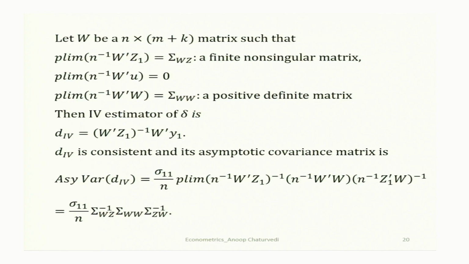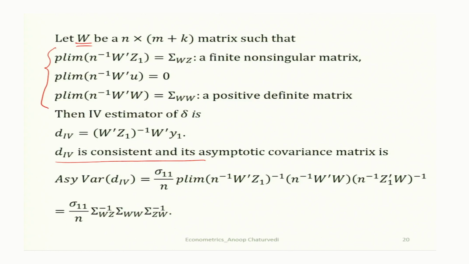Then, using this matrix as the matrix of instrumental variables, the instrumental variable estimator of delta is (W transpose Z1) inverse W transpose Y1. Under these conditions, you know that the instrumental variable estimator is a consistent estimator.